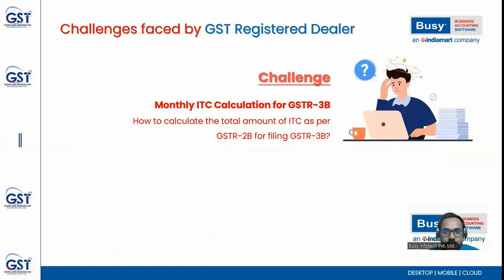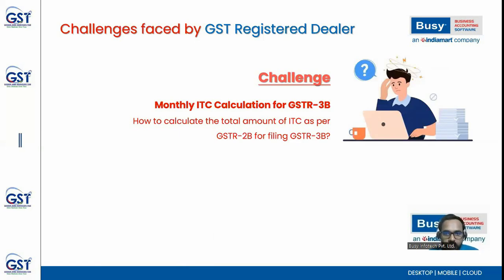Some challenges Pavan faced as a registered dealer under GST was the monthly ITC calculation for GSTR 3B. The GSTR 3B statement is the consolidated statement where we find the details of input GST, output GST, and GST payable, as well as related information like reverse charge mechanism and ITC claimed. Everything will be found in GSTR 3B. But he had some issue with how to calculate the total amount of ITC as per GSTR 2B for filing GSTR 3B.